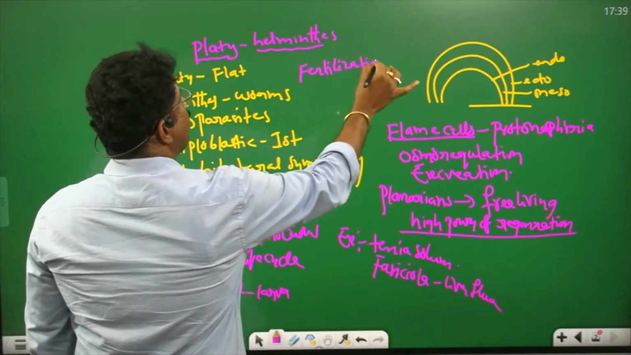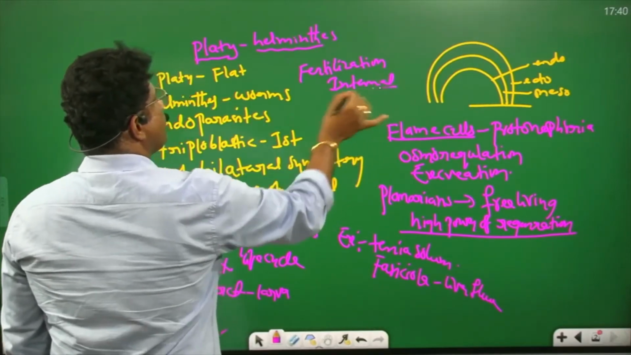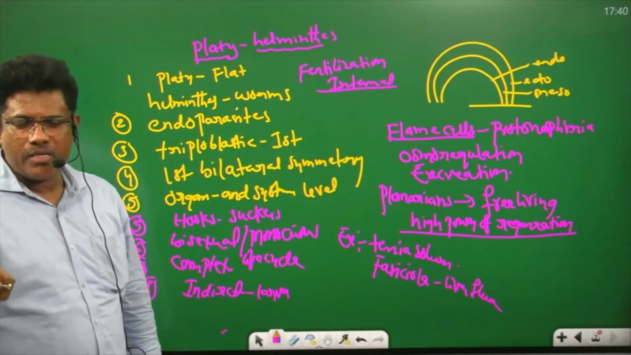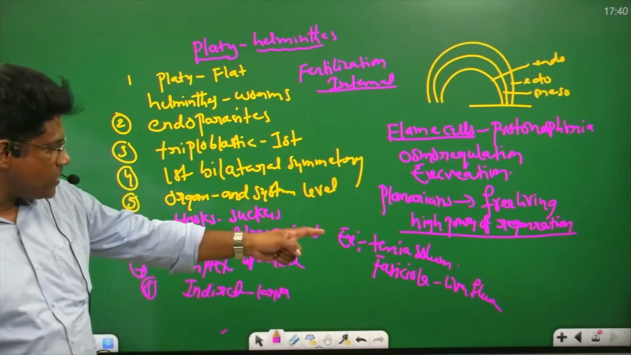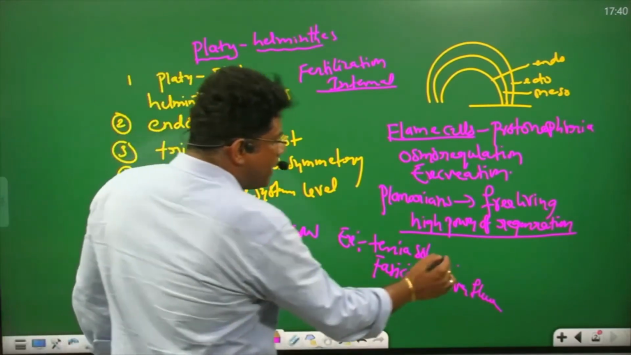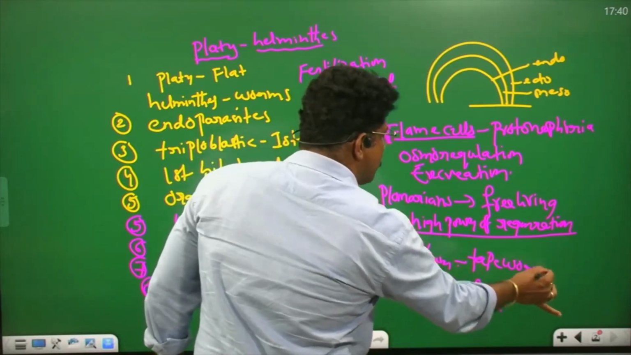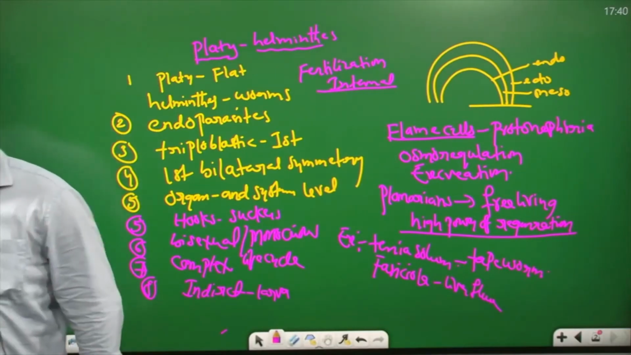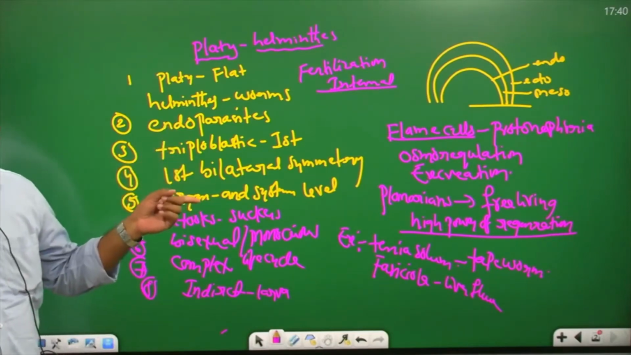In platyhelminthes, fertilization is internal. Sperm and ovum fertilized inside of the body is called what? Internal fertilization. Examples are Taenia solium and Fasciola hepatica, the liver fluke. Taenia solium is commonly known as what? Tapeworm. Yes, these are the platyhelminthes characters. Any doubt? Okay, is it clear?